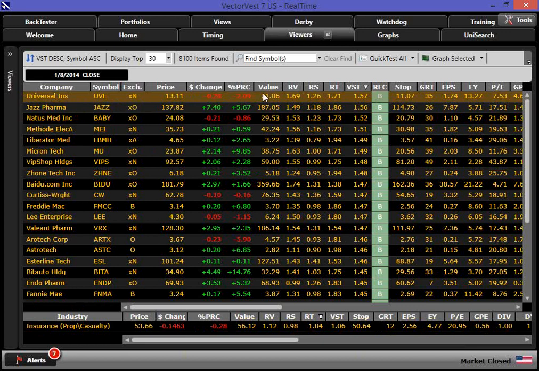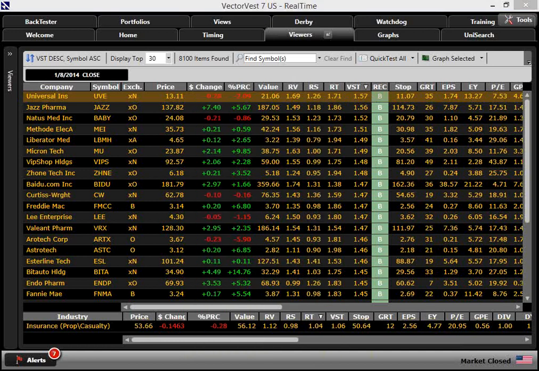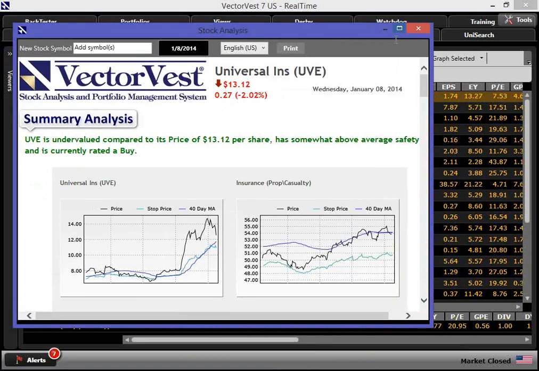And next we come to valuation, which begins now the VectorVest proprietary analysis, which is in this first little section of the next 4 indicators. So let's first talk about value. Now, I'm going to define each of these for you, but if you're a new user here, an easy way to figure this out is if I right-click on any stock and I go to the full stock analysis, I left-clicked on that. With any luck, there it is.